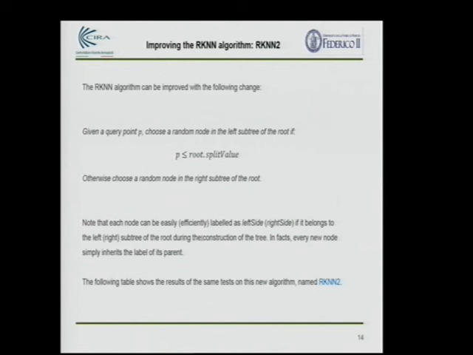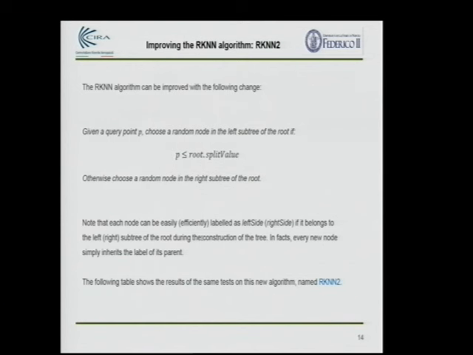If we go in the left subtree of the root, we must choose randomly a point in the right subtree. In order to do this, we must label all the points in the left subtree as left side, and all the nodes in the right subtree as right side. It is a simple task, because during the construction of the tree, every node simply inherits the label of its parent.